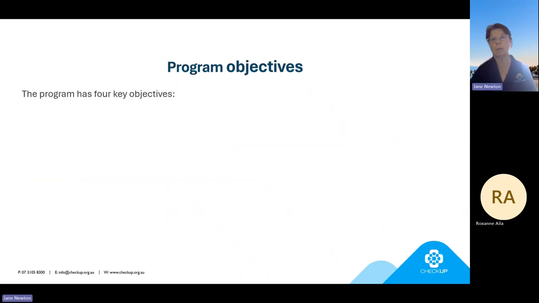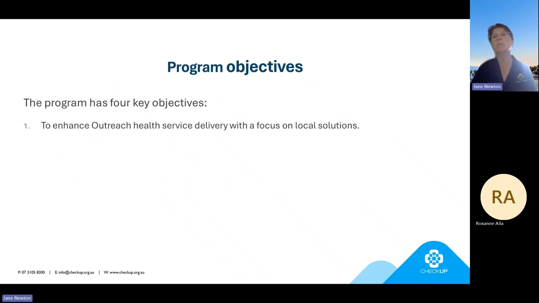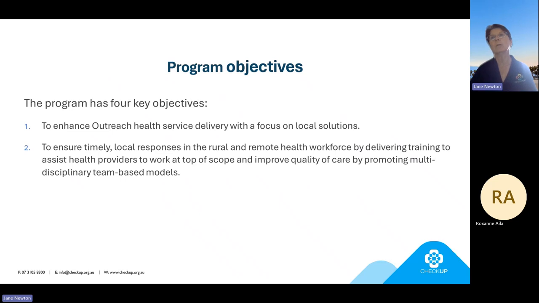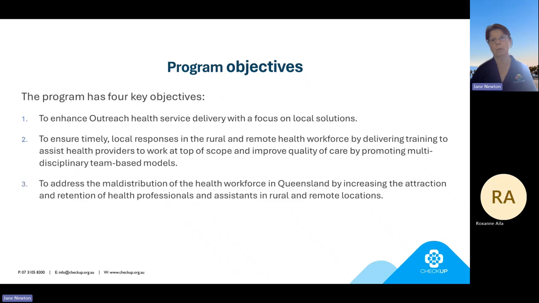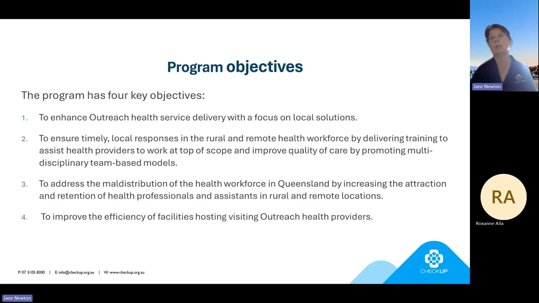So the program has four key objectives: to enhance outreach health service delivery with a focus on local solutions; to ensure timely local responses in the rural and remote health workforce, by delivering training to assist health providers to work at top of scope and to improve quality of care by promoting multidisciplinary team-based models; three, to address the maldistribution of the health workforce in Queensland by increasing the attraction and retention of health professionals and assistants in rural and remote locations; and four, to improve the efficiency of facilities hosting visiting outreach providers.